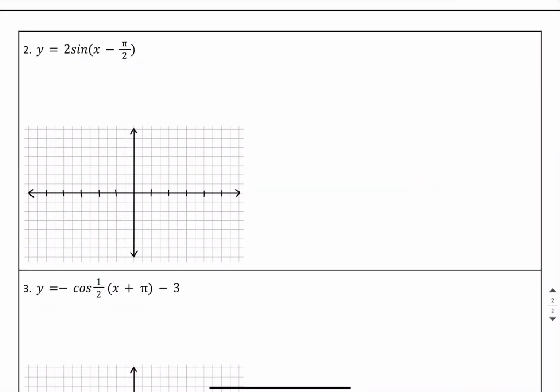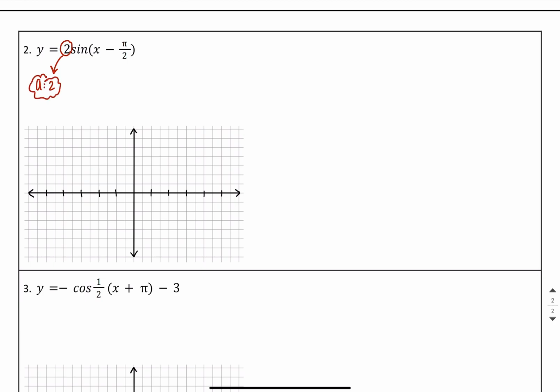In this video, I'm just going to do a few examples with transformations for the sine and cosine graphs. So to start, I have number 2. I have y equals 2 times sine of x minus pi over 2. First of all, this 2 in front tells me the amplitude of my graph is 2.